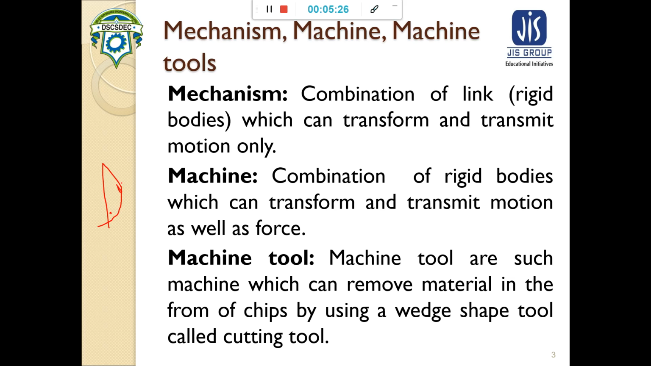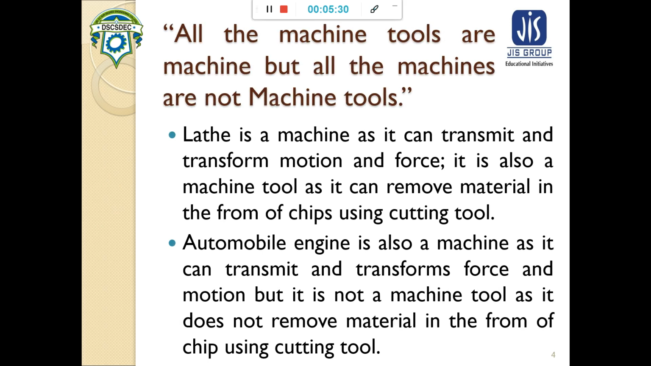So I guess these three definitions are very clear to you. Now there is a statement. This type of question may come in the semester, that all machine tools are machines, but all machines are not machine tools. So for answering this question, we should always know the difference between machine and machine tool.